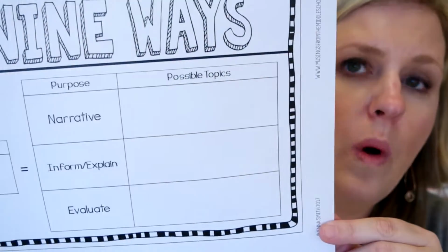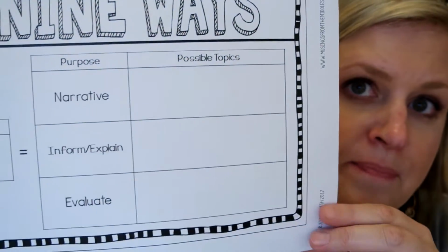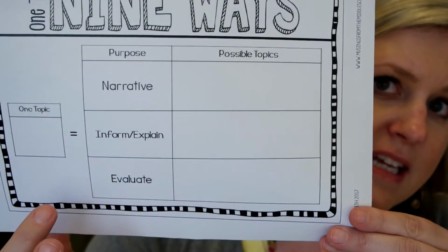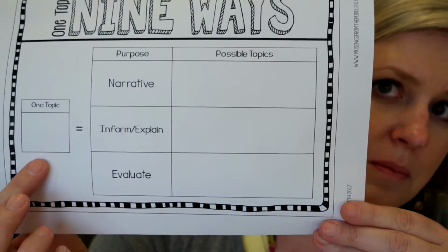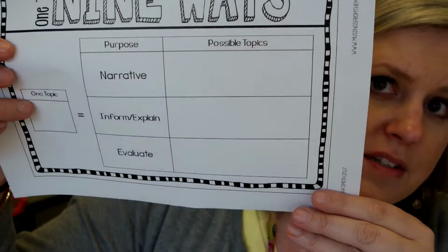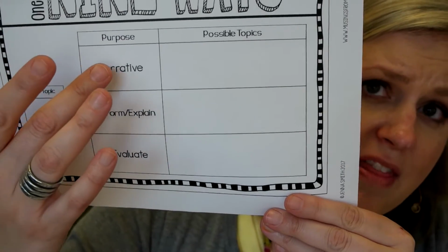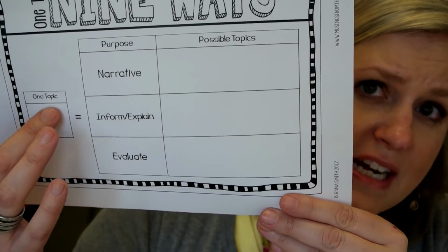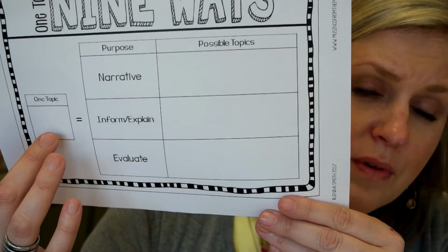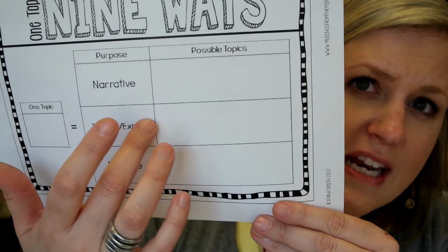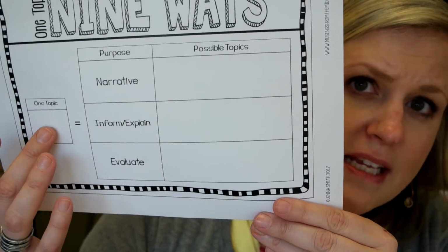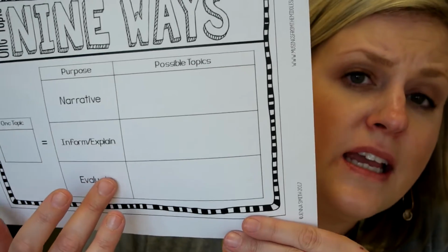And to do that, I use something called One Topic, 9 Ways. And what happens here is kids put one idea from their list here in this box, and then they come up with ways that they can use that idea in narrative writing. How can they use that idea in writing that informs and explains? And then how can they use that idea in writing that evaluates? Let me show you my example.